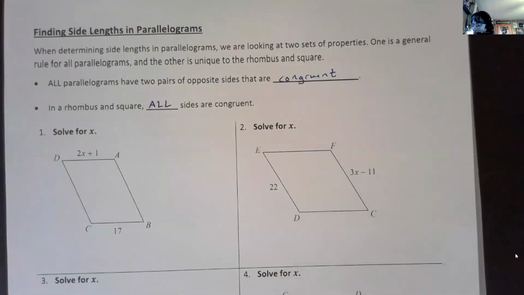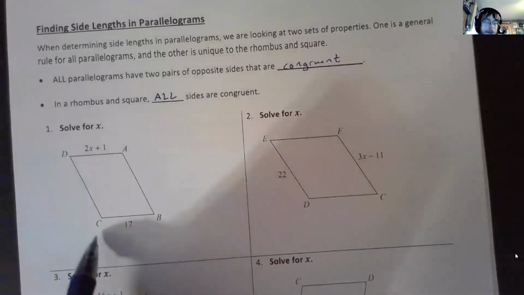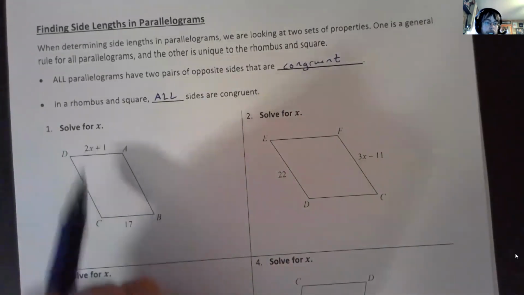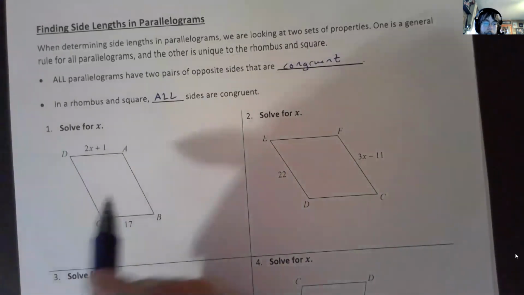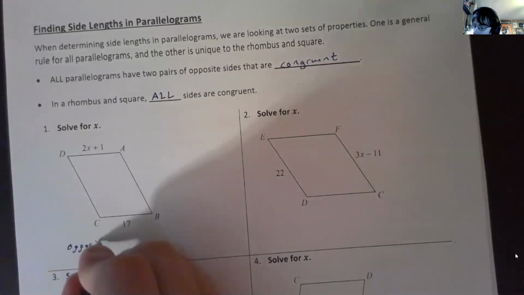So we're going to do some example problems here. We're going to do 1, 3, and 5, and then I want you to try 2, 4, and 6 on your own. So number 1, we want to solve for x, and we see that we have side AD and BC here. And we want to solve for x, and we know that these two are opposite from one another. So opposite sides are congruent.